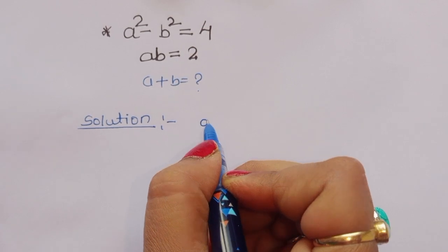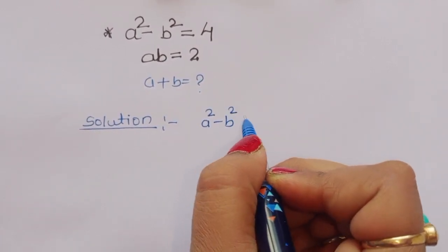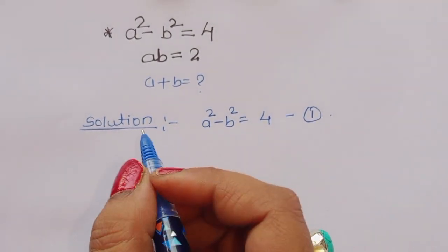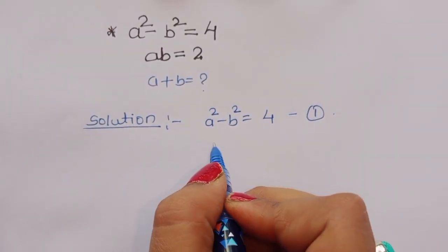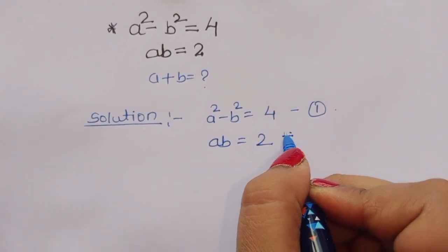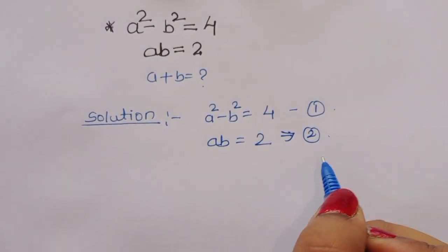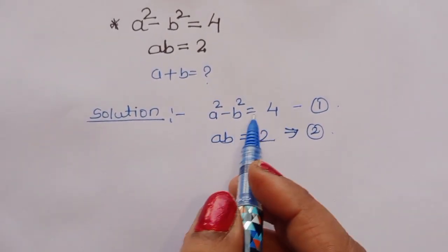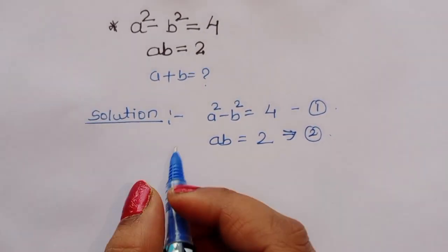First, what is given? A square minus b square is equal to 4. This is equation 1. Next one, ab is equal to 2. This is equation 2. Now, we can write this here from equation 1.